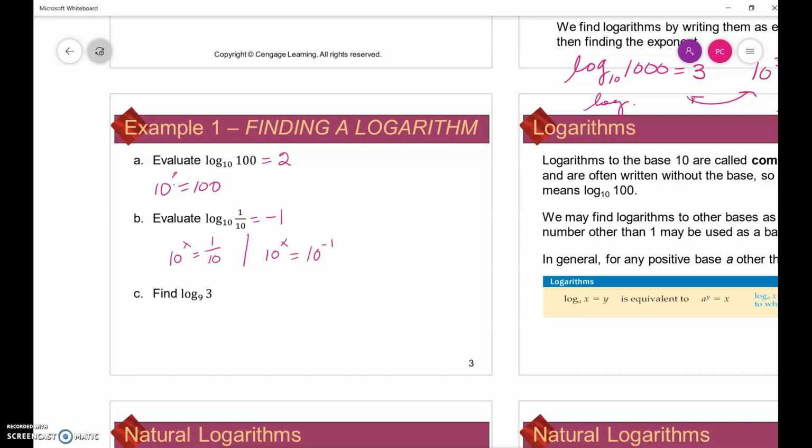And the last one, I have log base 9 of 3. So that's 9 to what power equals 3? Well, I know that the square root of 9 gives me 3. So the square root is the fractional exponent 1/2. So 9 to the 1/2 power equals 3. Okay, so we've shown a little bit of how to go back and forth between the logarithm and the exponential.